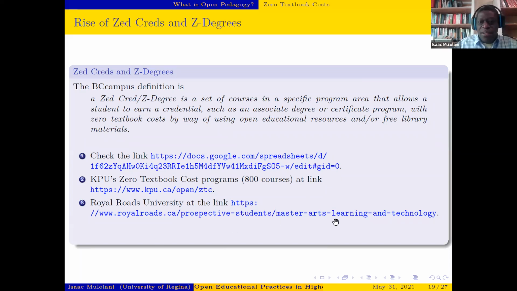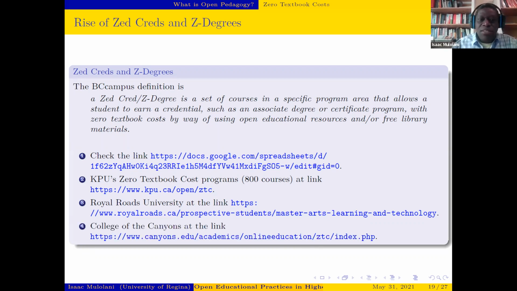Royal Roads has a Master of Arts in Learning and Technology, and also a graduate diploma. In those two programs, the people who go into them do not pay for any textbooks. They use open access and open textbooks for their materials. So that's, like I said, a growing trend in North America to deal with the costs in education.